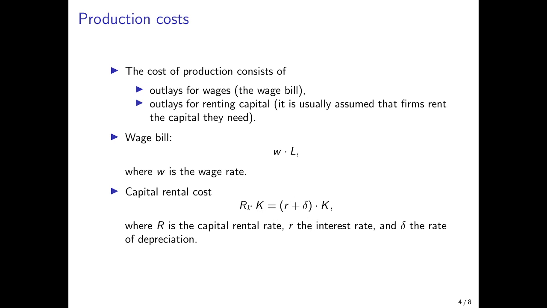And the capital rental rate in turn consists of two parts, where the first one is the interest rate. That's what I have to pay in order to get the capital, plus the rate of depreciation, because machines and buildings and so on, they wear off. And of course, this wearing off, they have to be replaced and so on. That's also a cost to the firm. So the costs of the firm consist of the wage bill and the capital rental costs, basically.